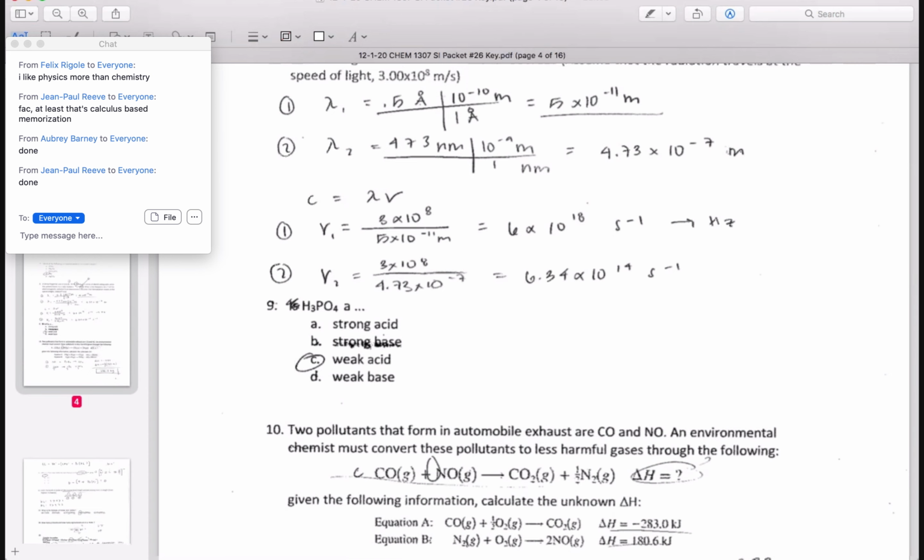Okay. All right. How many pi bonds and how many sigma bonds are in an N triple bonded to an N, both of them having lone pairs? So this is like last chapter's material, really towards the end.